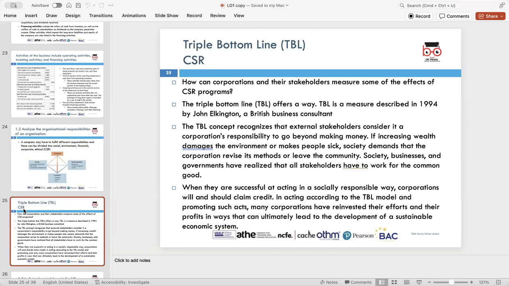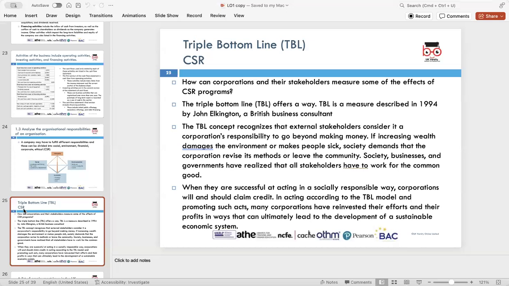The concept of TBL acknowledges that stakeholders from the outside view it as the obligation of a corporation to go beyond merely producing money. In the event that the accumulation of wealth causes harm to the environment or causes individuals to get ill, society will demand that the firm either change its practices or leave the community. So all parties, including society, corporations, and governments, have come to the realization that they must collaborate for the betterment of the community.